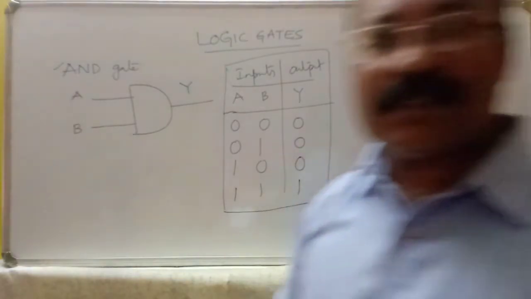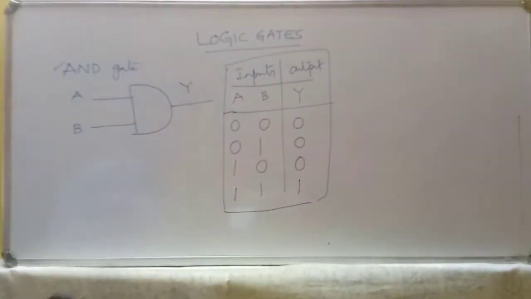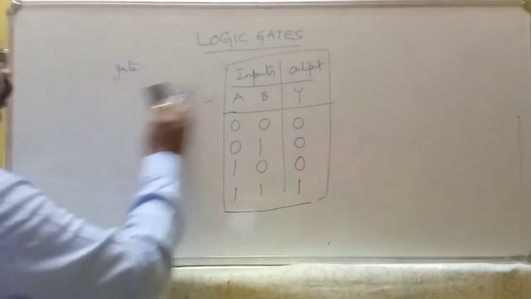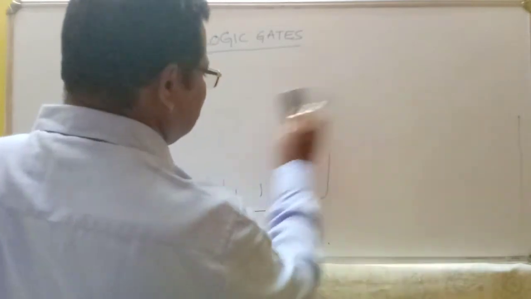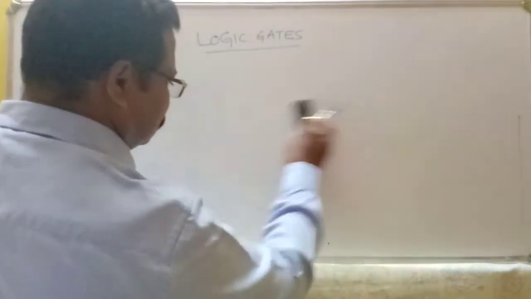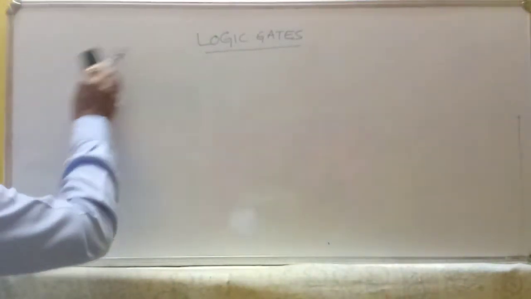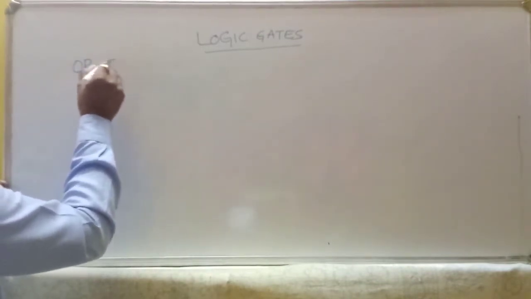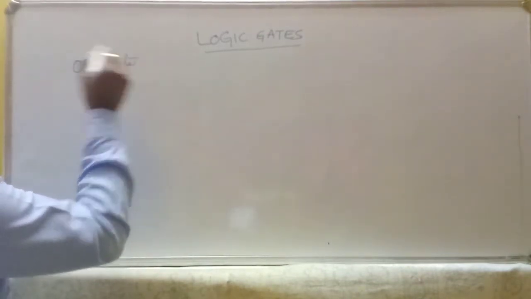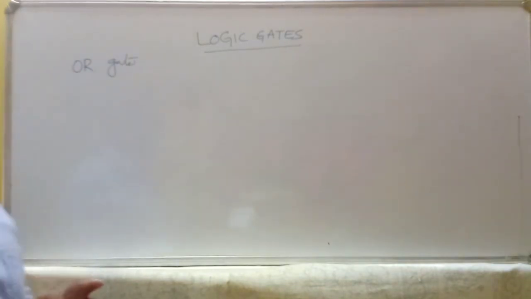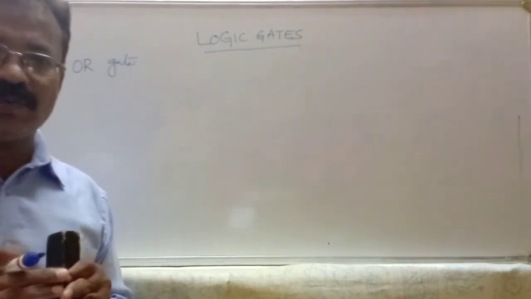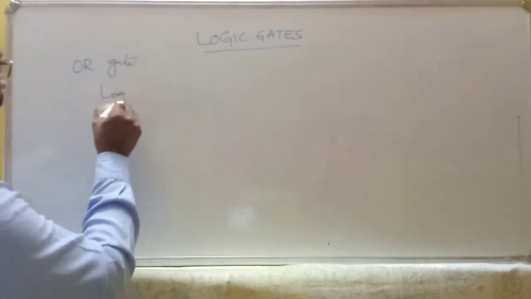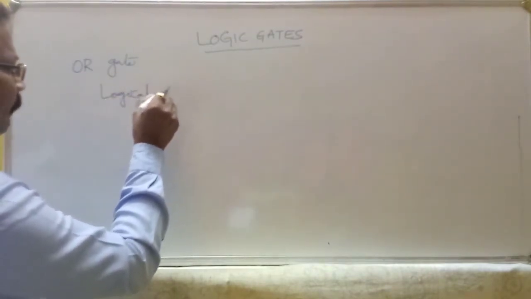The next gate is the OR gate. The OR gate is used to perform logical addition.